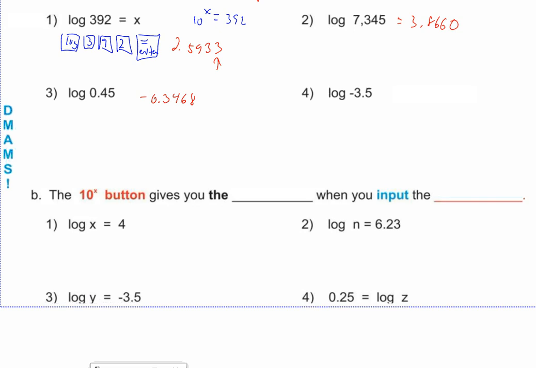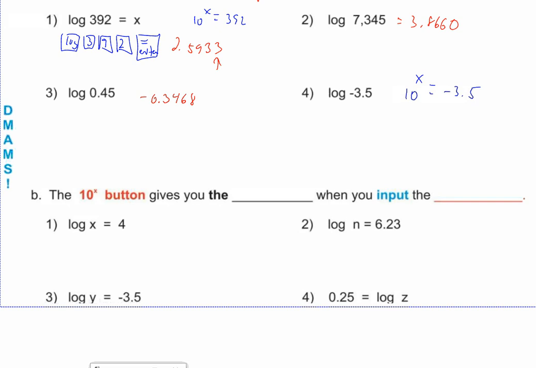All right, so everybody now has figured out what's going on, right? Because what's the whole key to logarithms? Being able to switch forms so you can think about what's going on, right? Because nobody knows what log negative 3.5 means. So we all do this: 10 to the x equals negative 3.5. And now you're trying to figure out how you can raise 10 to a power and get a negative answer.